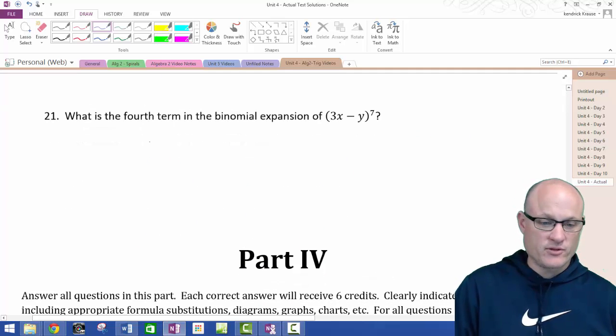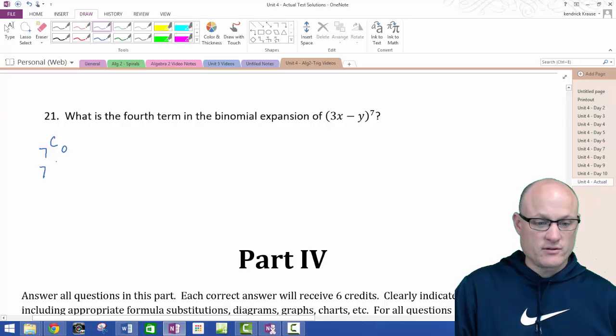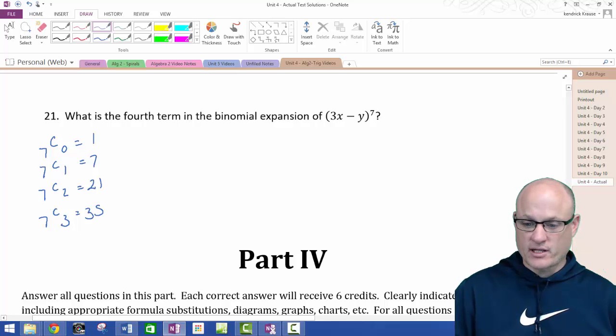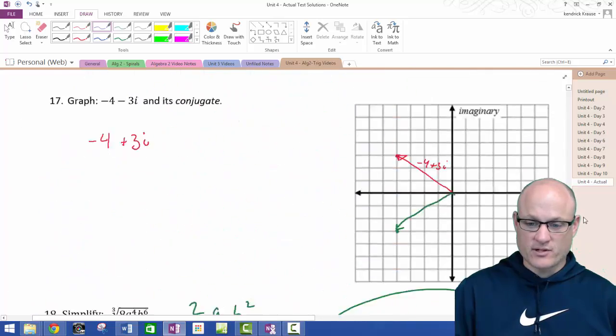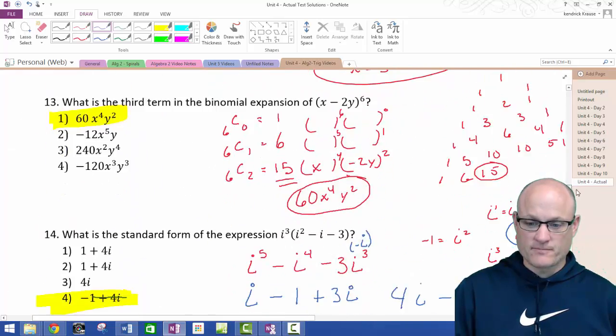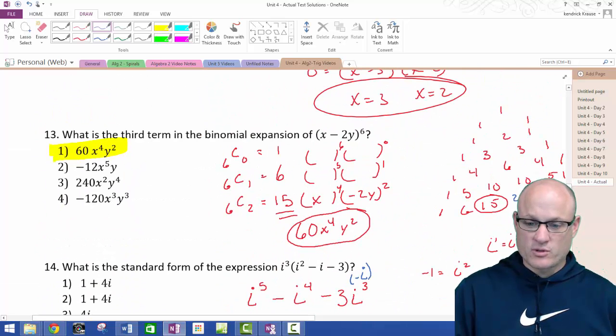What is the fourth term of the sequence? So 7C0, 7C1, 7C2, 7C3. This is 1, this is 7, this is 21. I think this is 35. Let's go back up to my little thing that I was drawing, since I don't have my calculator with me. There it is. This would have been 20, this would have been 15, and so on. Then I go 1, 7, 21, 35. So 35 is in fact what I need.